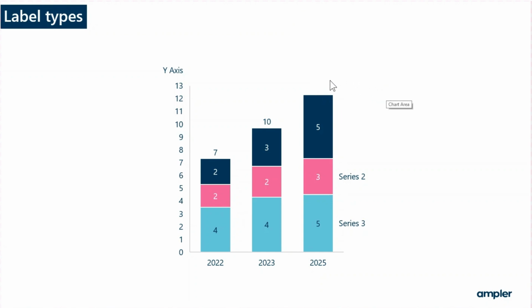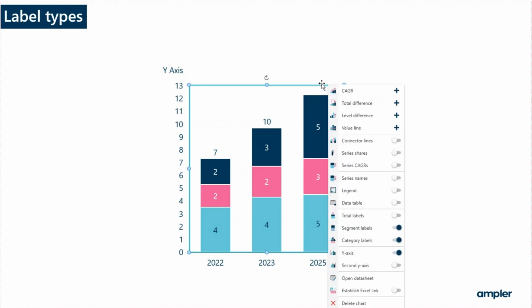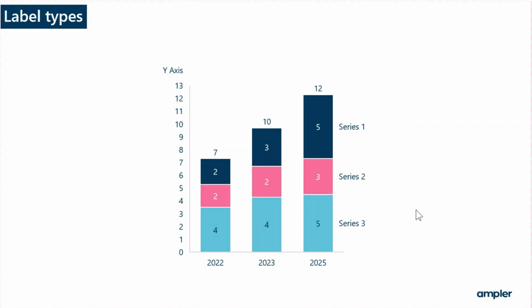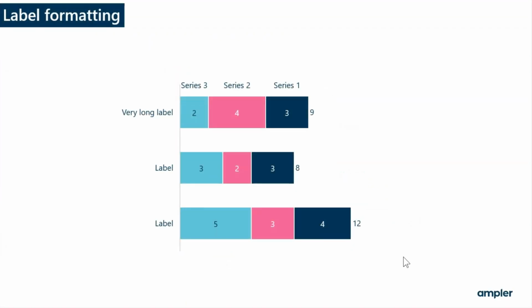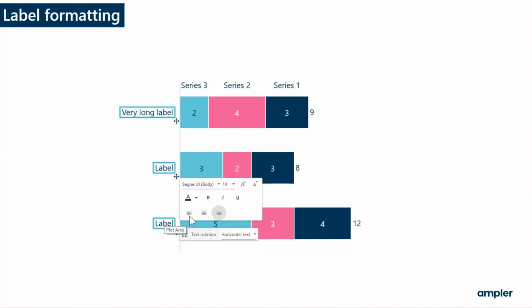To add labels, right-click and toggle on the desired labels. Series and category labels have options to left, right, and center align directly from the Format menu. Select the labels, and from the Format menu on the left mouse click, select the desired alignment.